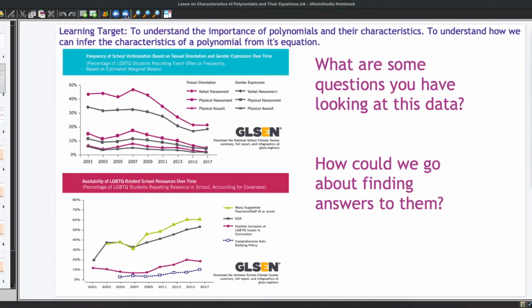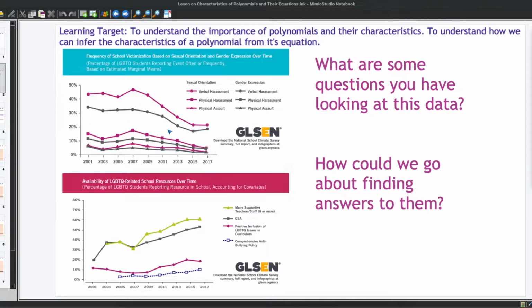So, like I said, this is a very known issue, and this should be an issue that everyone's aware of. And you probably know someone who's directly affected by this issue. So what I wanted to look at was these two graphs. One of them talks about the frequency of school victimization based on sexual orientation and gender expression over time. And so you can see that they gathered data from 2001 up to 2017.